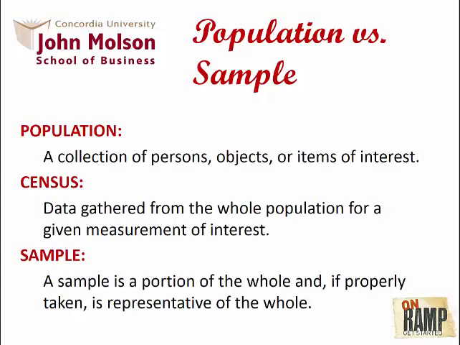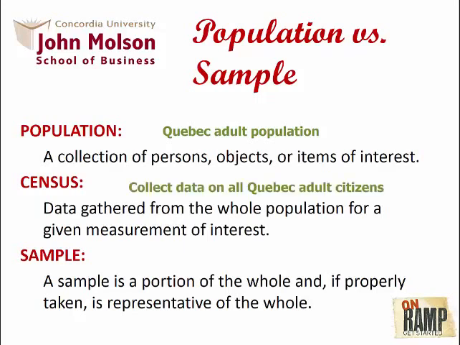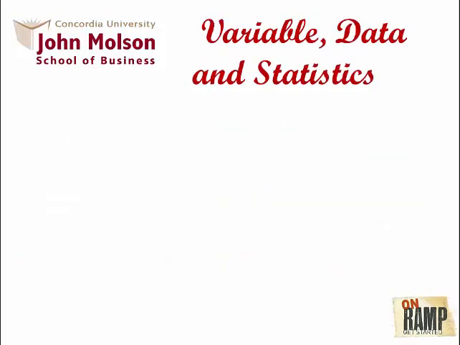The sample, on the other hand, is only a portion of the whole, a portion of the population. And we would like this sample, which is smaller than the population, to be a good representation of the population. So for my Quebec adult population, instead of a census of all these Quebec adult citizens, I take a smaller group because it is cheaper and faster than taking the entire population.